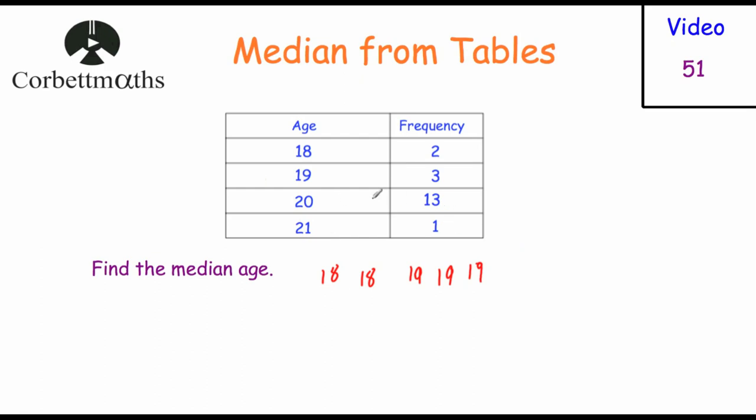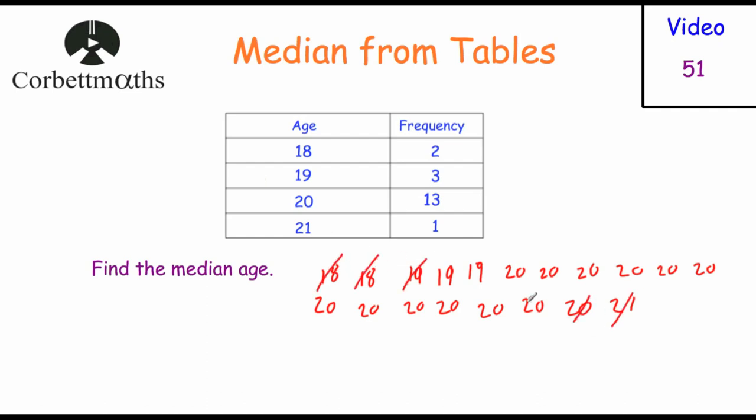We could write down 13 20-year-olds and 1 21-year-old. So there we've got all the ages, and then we want to find the median, or the middle one, so we can then just work out the middle one. And as you can see, the median age is 20. So the median would be 20.